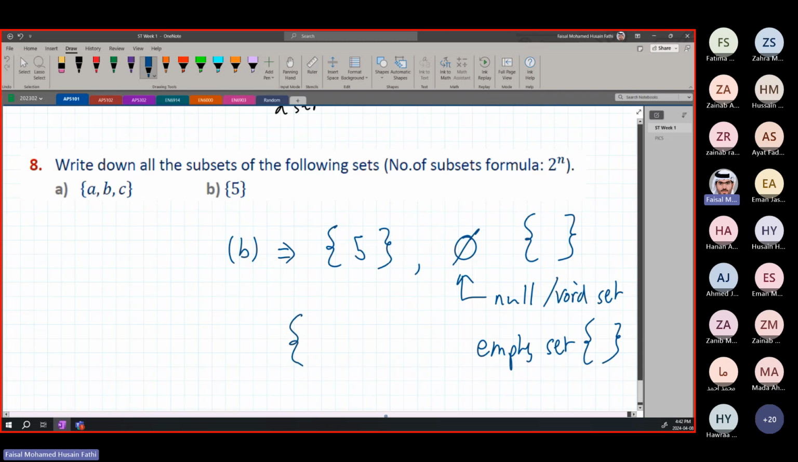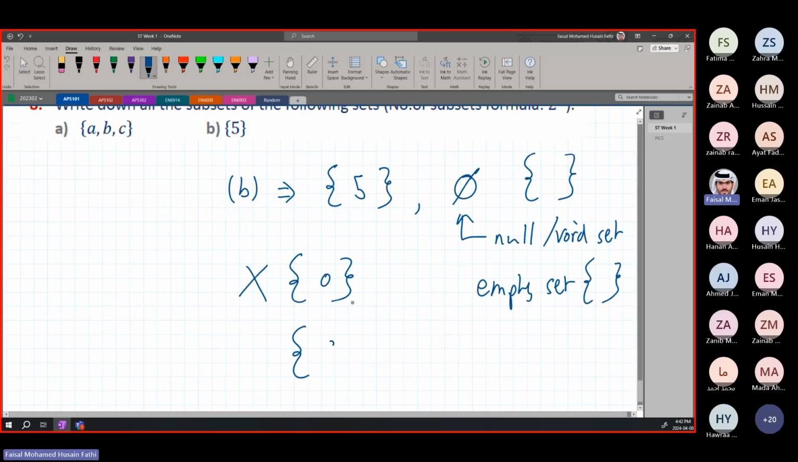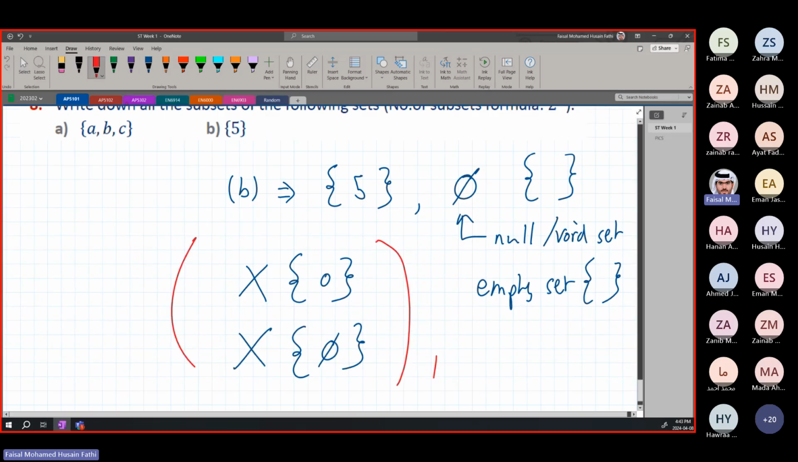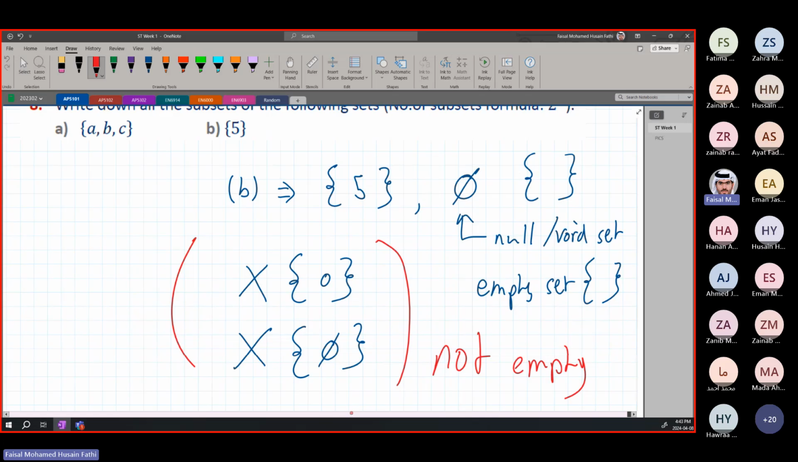Keep in mind, having this and saying 0, this is not a null void set. Or having this and saying phi, this is also incorrect. These are not empty. Okay? This is very important. When you have the phi inside the braces, this now has become a normal set. It is not an empty set anymore. For it to be a null void set, phi has to be written by itself, or the empty set has to be written by itself, meaning a set with nothing inside.